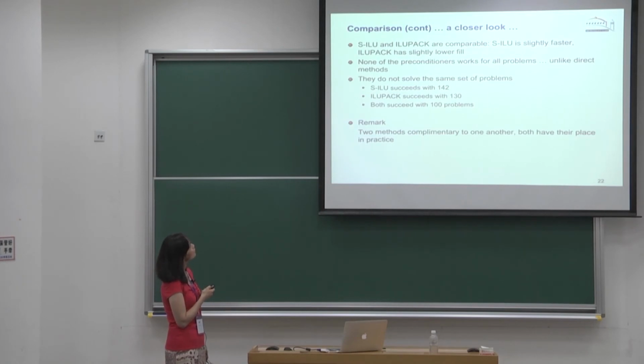So SuperLU succeeds with 142. ILUPACK succeeds with 130. It's similar. But both succeed with 100. So there's an intersection of problems that they can both solve, but then there are different subsets of problems. One can solve, the other cannot solve.